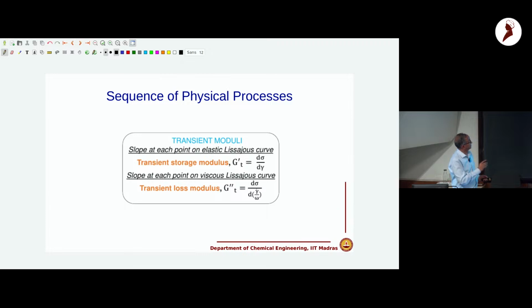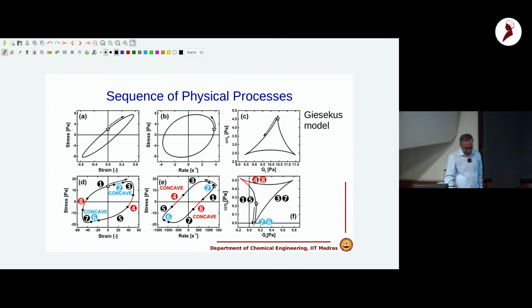And so this is the idea of this sequence of physical processes, where basically we look at the slope at each point of Lissajous plots. Effectively we are calculating d sigma by d gamma and d sigma by d gamma dot by omega, which is again looking at the loss modulus and storage modulus, but far more continuously during the cycle itself. And this is again the Giesekus model representation of what happens under LAOS.